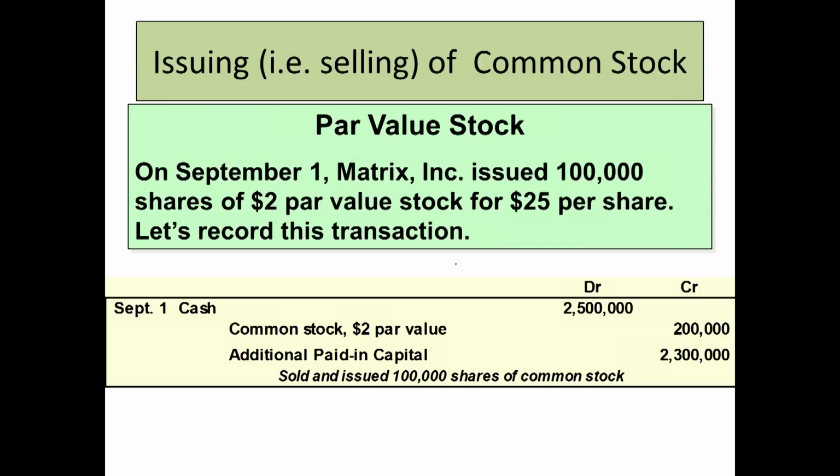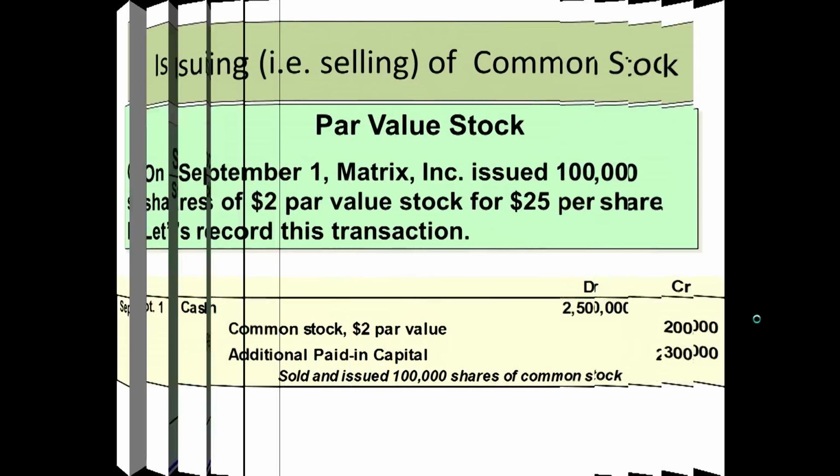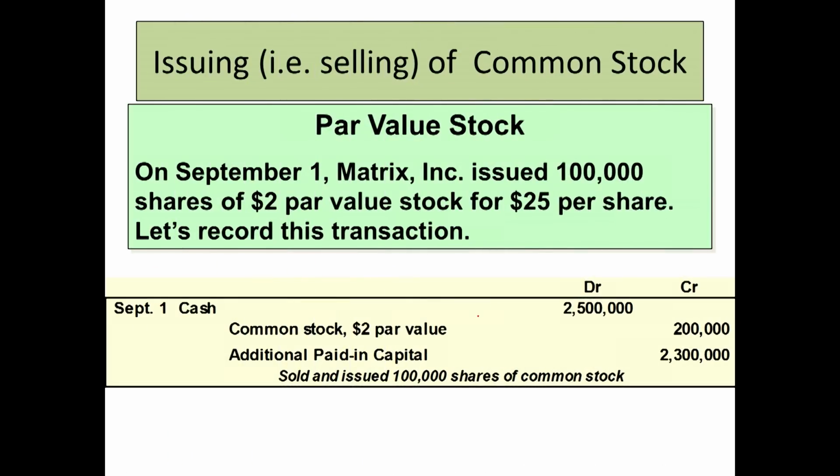As a matter of fact, after we make this journal entry, let's look at what that balance sheet looks like, at least partially. This is the Stockholders' Equity section. It's going to say common stock, and usually you give some details on that. That equals $200,000. And the additional paid in capital is $2.3 million. Let's just concentrate on those two accounts in red right now. Are you with me? Everybody following that?